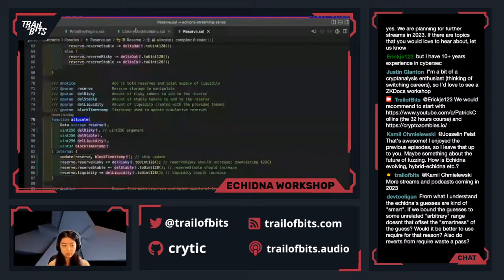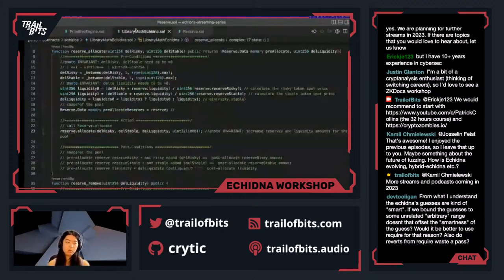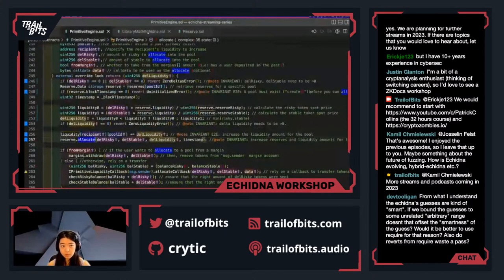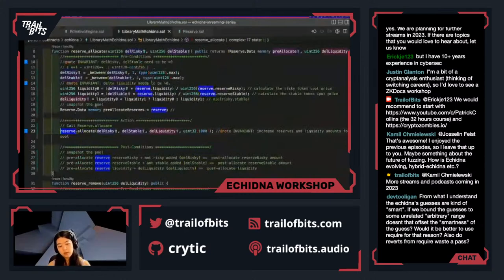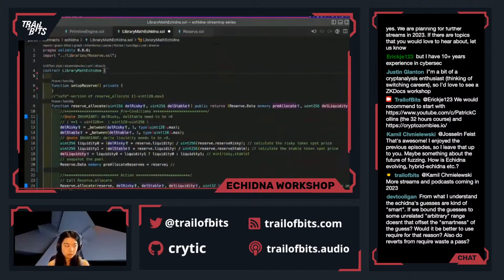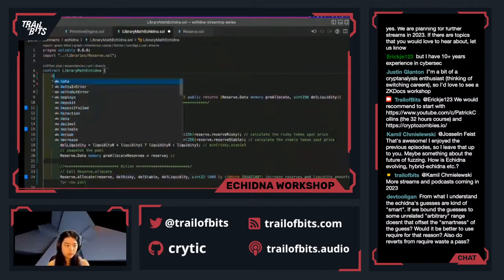with the incoming arguments. So one minor change that we do have to make here: the primitive engine is using the reserve as a library and we're just calling functions on it. So we would just need to essentially invoke the function, and then we're going to send the reserve object in place. So what is the reserve object? Well, we can just create, like, a reserve data.